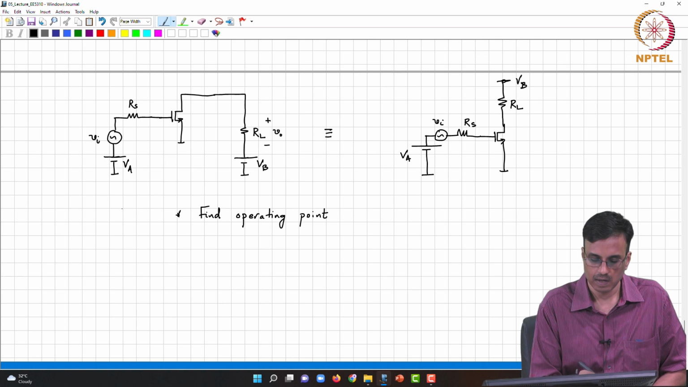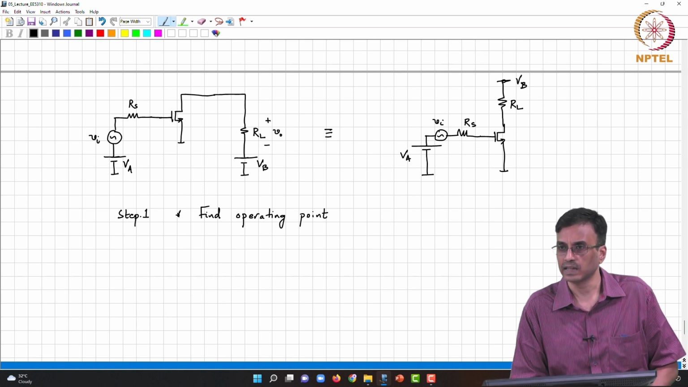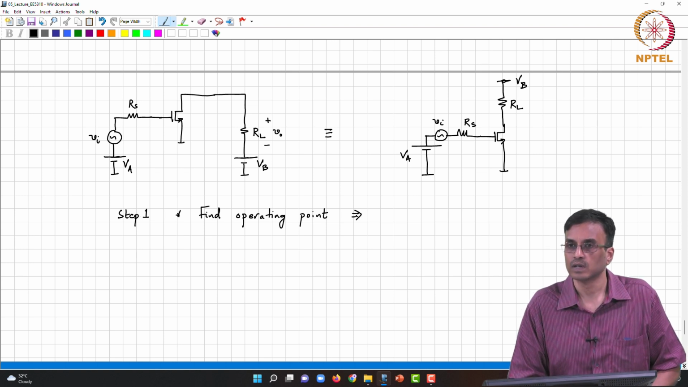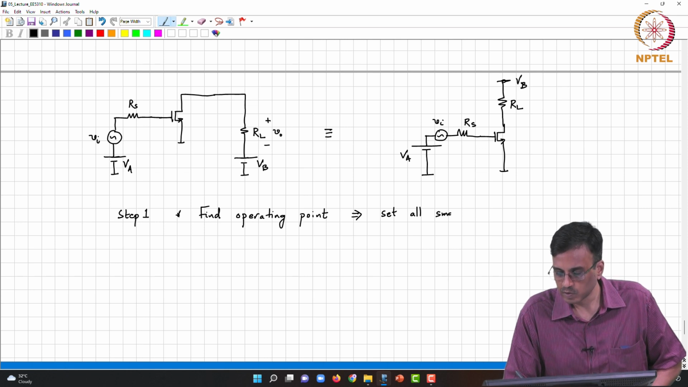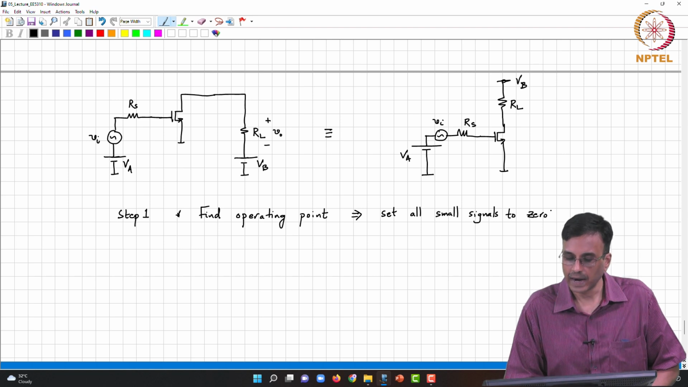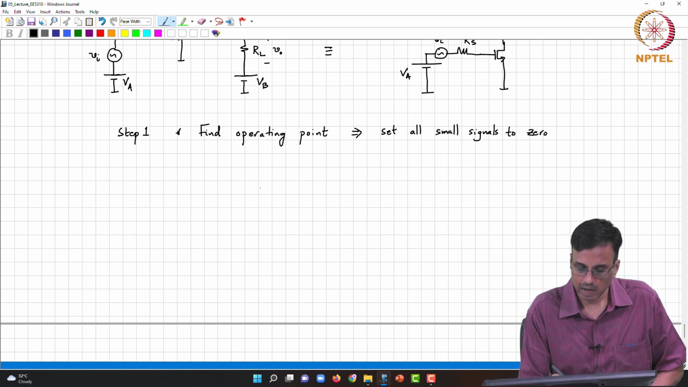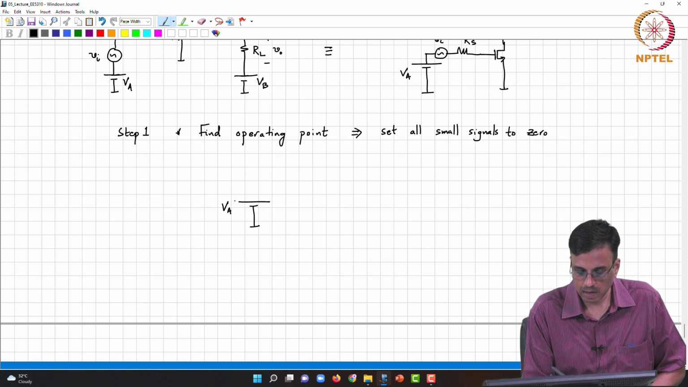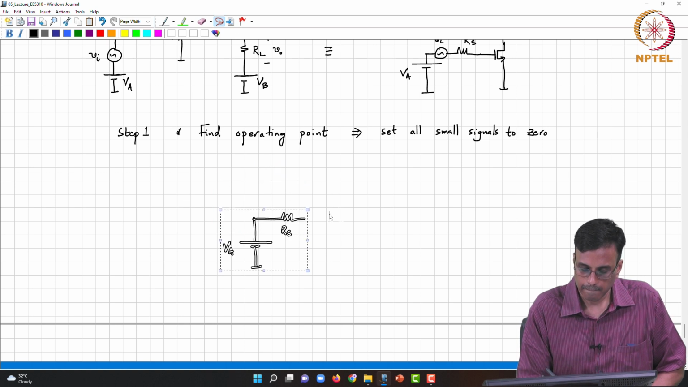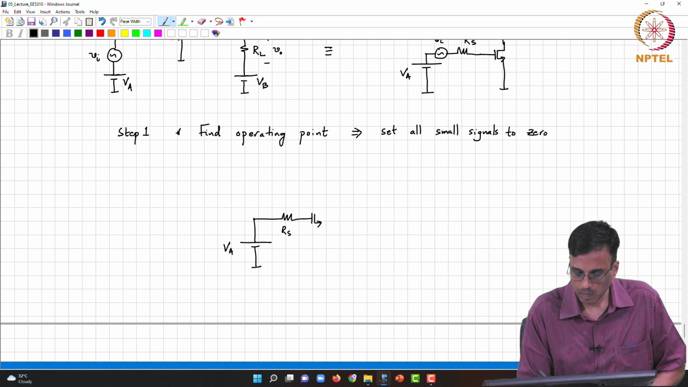Whenever you see a nonlinear circuit, the first thing to do is to find the operating point. So, to find the operating point, what will you do? You set all small signals to zero, correct. If we do that, what happens? What do we get? We will basically end up with a circuit like this. So, this is VA, this is some RS, this is VB, this is RL.